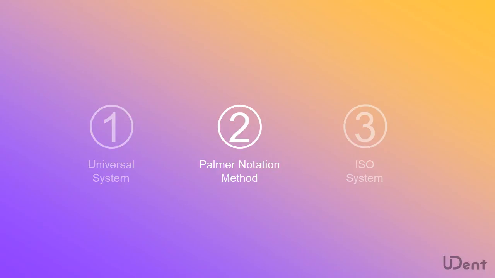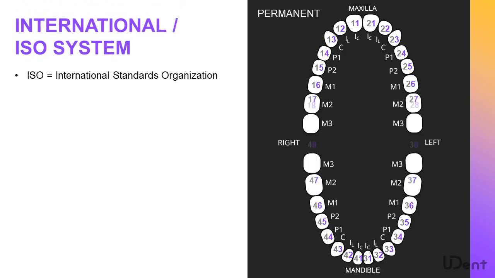Lastly, let's explore the International or the ISO system. The International Standards Organization designation, or the ISO system, is known for short as the International System. This system of teeth notation is used widely by dental professionals in the rest of the world and is officially adopted by the World Health Organization.